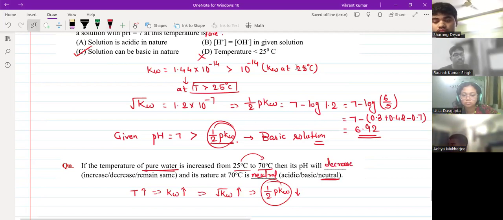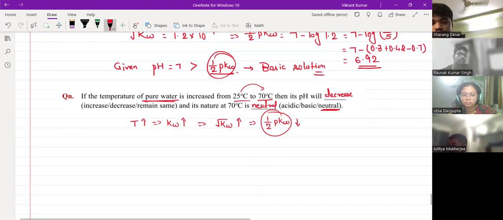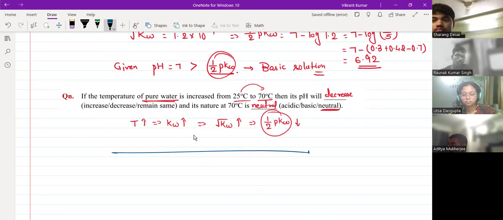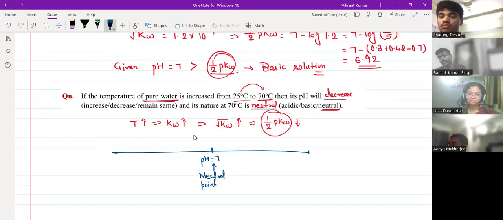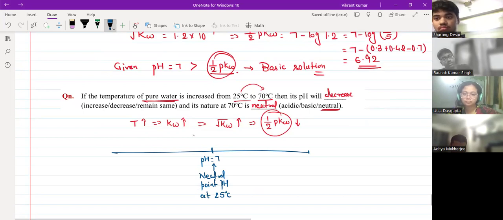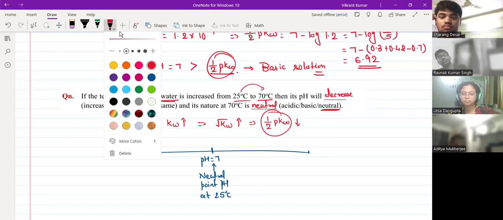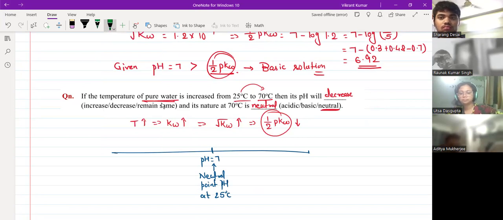Now, when I'm saying this, always remember that our memorized value is at 25 degrees C. So if I'm making a scale, if I say pH equals 7, this was the neutral point but only at 25 degrees. This is neutral point pH at 25 degrees C. Now if I'm increasing the temperature, like in the previous question, I have increased the temperature, what I am saying, temperature increased, so neutral point pH will move leftward.